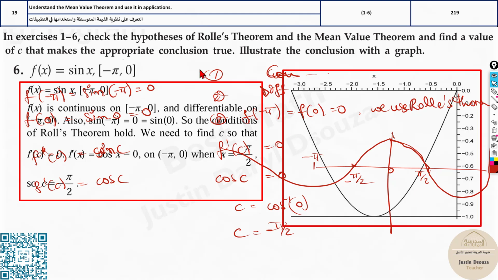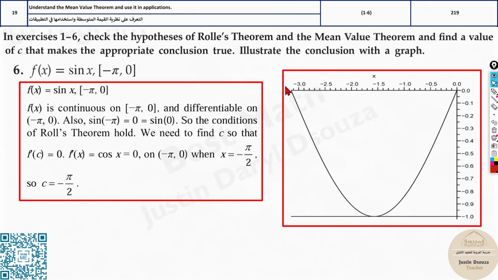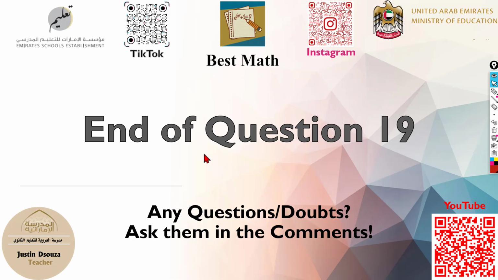And then you know how to graph from mode 7 in the table. You get the points and graph it up. And here you can see minus pi by 2 is about negative 1.57. There's a tangent line. So this is how we solve question number 19, which is about Rolle's and mean value theorem.